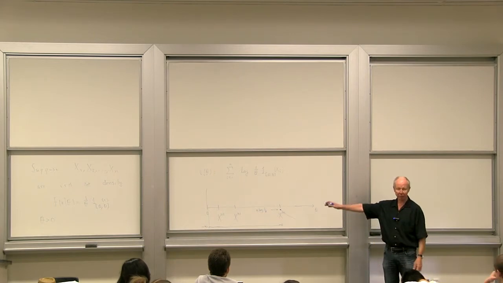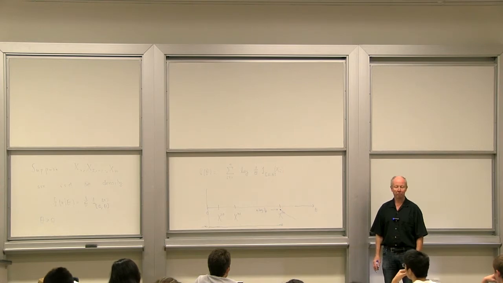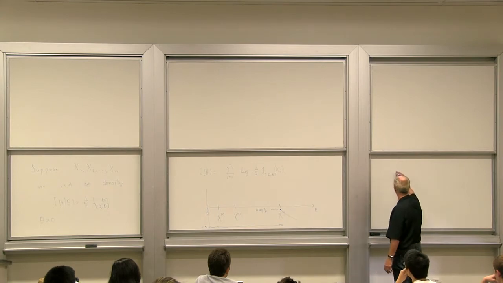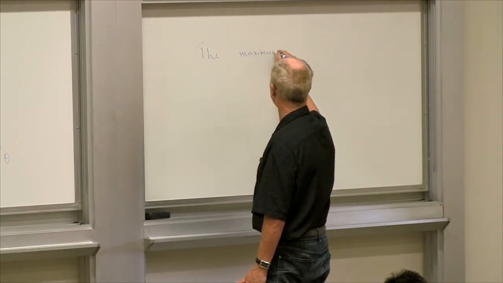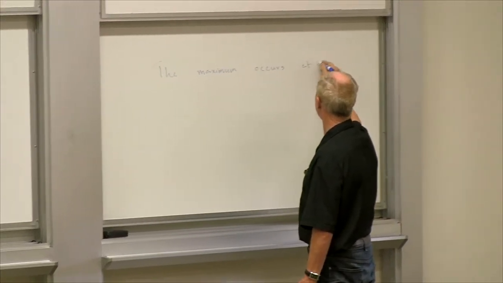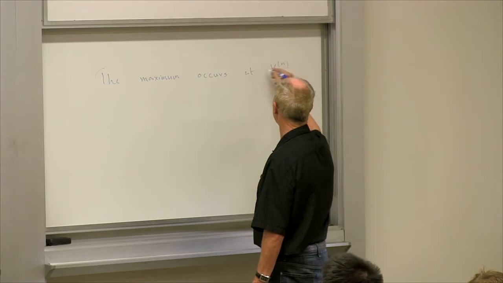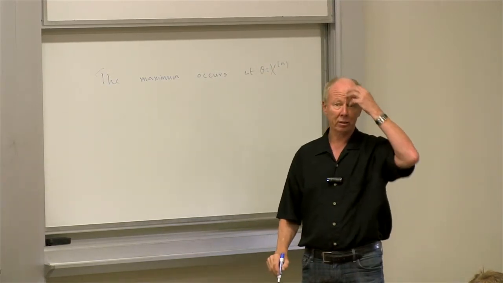Minus infinity until the maximum term among the random variables x1 through xn, and then it decreases. So where is the maximum? Where does the maximum occur? Yes. So what's the maximum likelihood estimator?